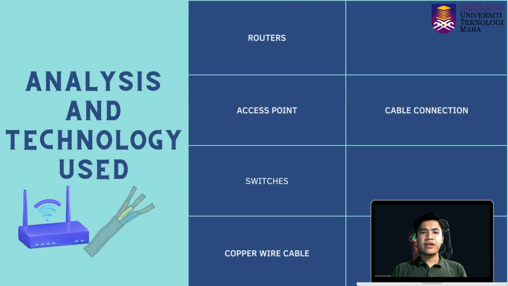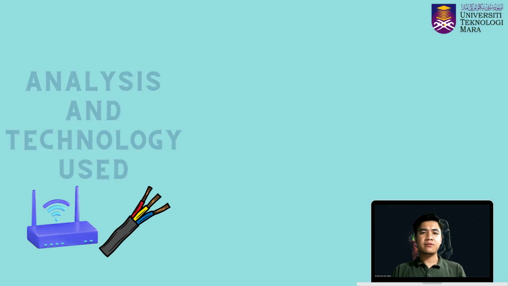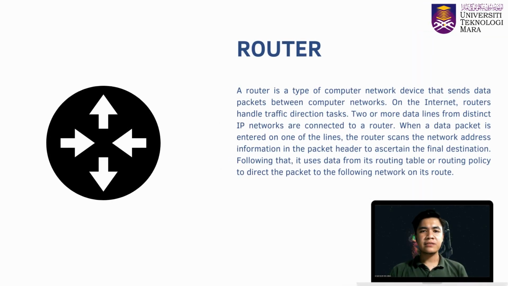For analysis and technology use, we use routers, access point, switch, cable connection, and also copper wire cable. A router is a type of computer network device that sends data packets between computers and networks. On the internet, routers handle traffic direction tasks. Two or more data lines from distinct IP networks are connected to a router. When a data packet is entered on one of the lines, the router scans the network address information in the packet header to ascertain the final destination. Following that, it uses data from each routing table or routing policy to direct the packet to the following network on its route.